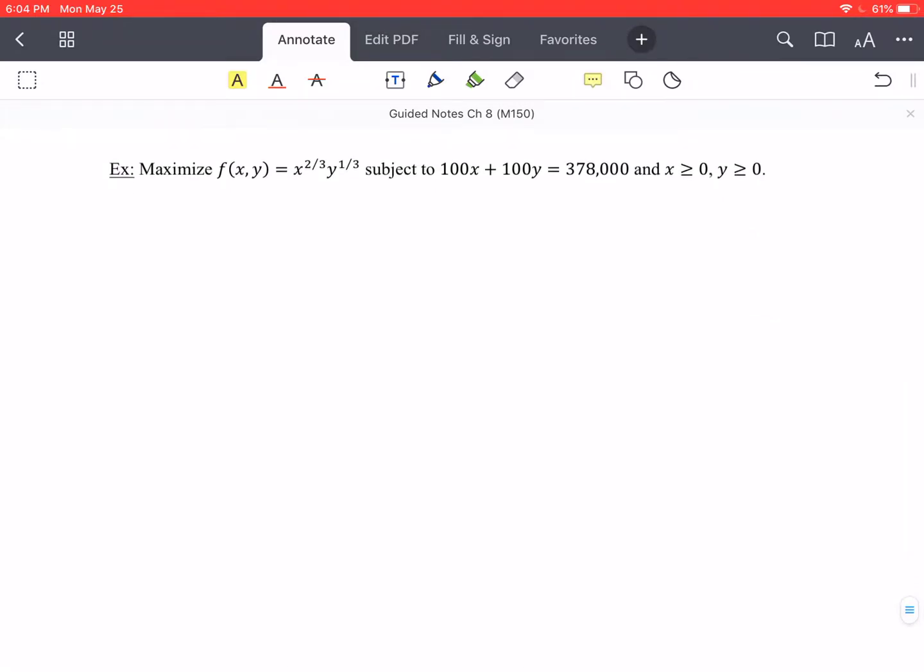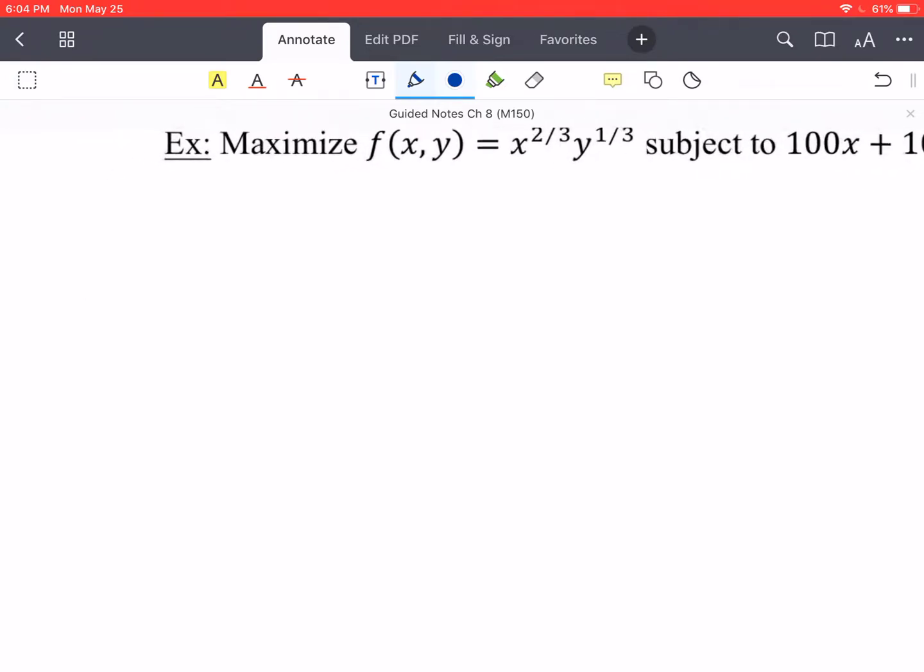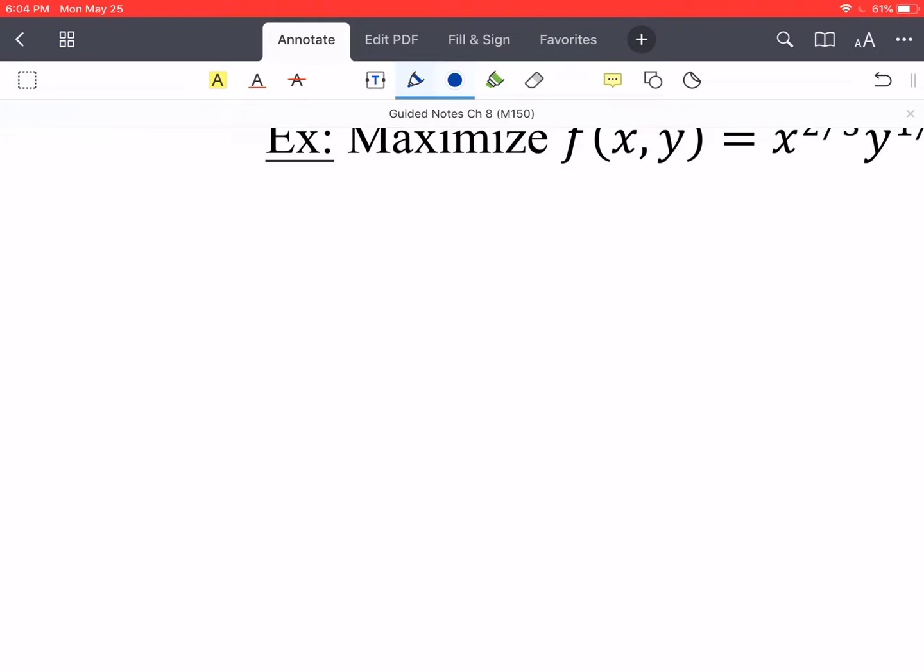Maximize f of x,y equals x to the 2/3 times y to the 1/3, subject to our constraint, and x and y both being positive, because you can't produce negative amounts of a product. Let's get all the partial derivatives that we need. I'm going to need f_x, f_y, g_x, and g_y. Let's just do that right here.